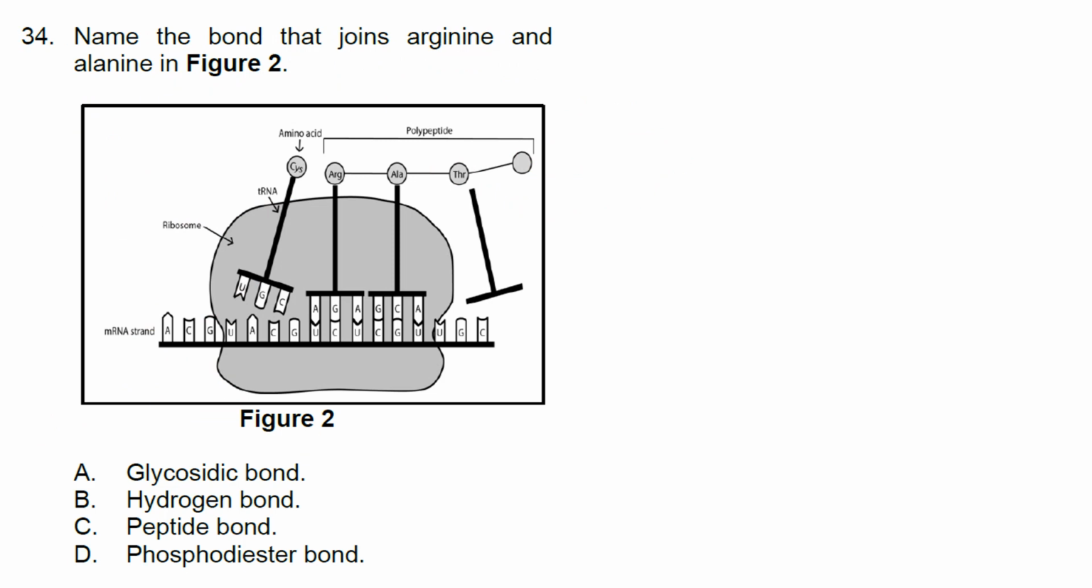Name the bond that joins arginine and alanine in figure 2. Arginine is this amino acid, alanine is this amino acid. So the two amino acids are basically joined by a peptide bond. Okay.